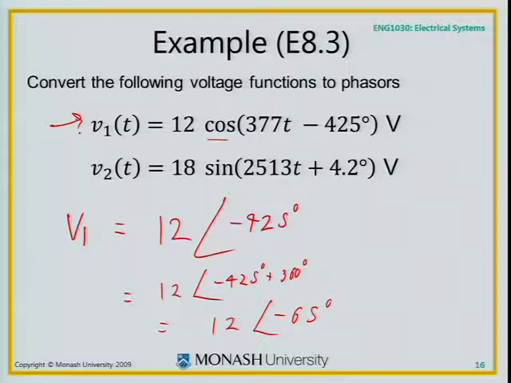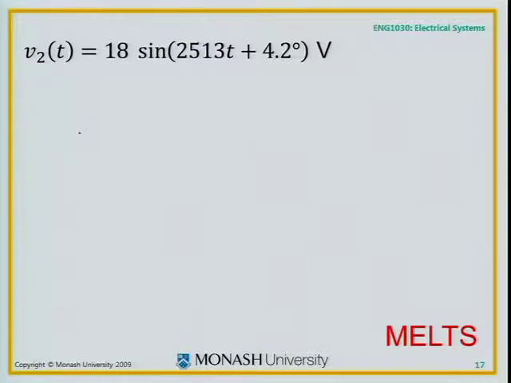In the phasor domain, it's represented by this complex number, 12e to the minus j 65 degrees. So the thing we need to be careful of, though, is it needs to be cos. Our reference is cosine. So when you do V2, you first need to change the sine to a cosine by changing the angle appropriately. And that's a Meltz question for you.